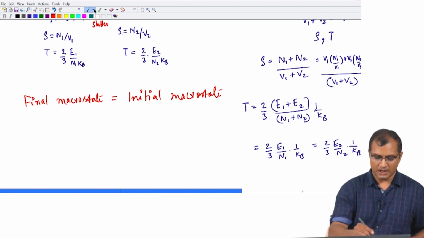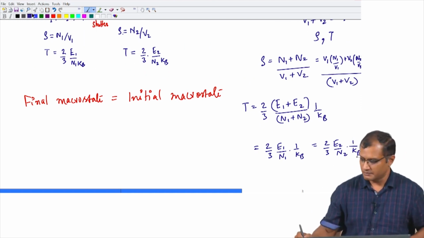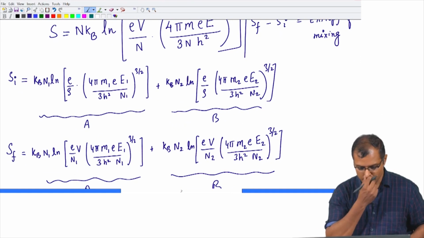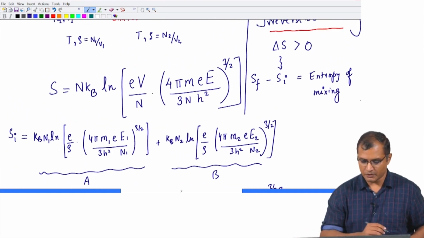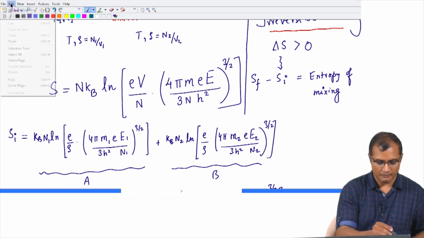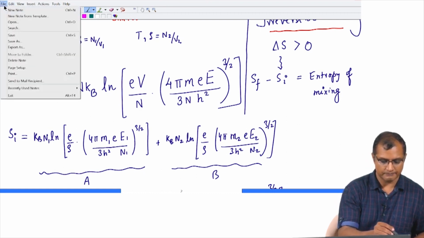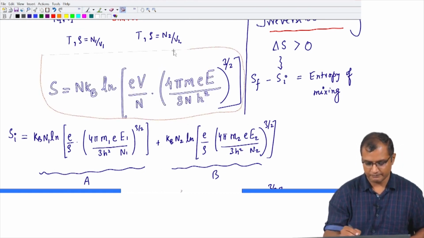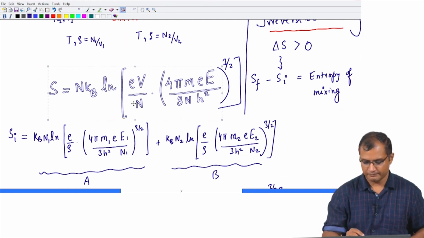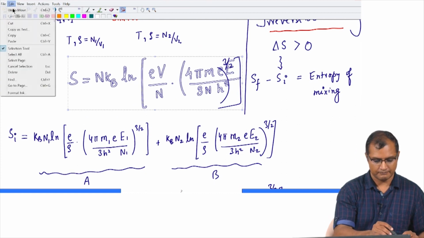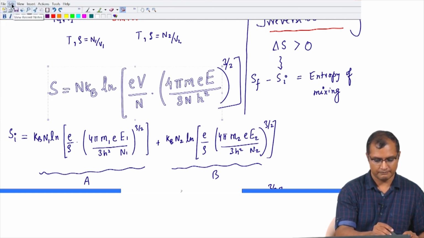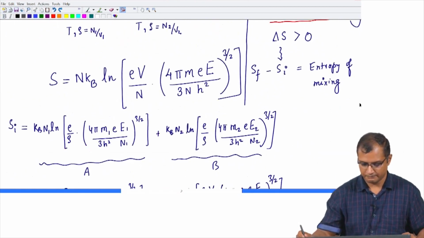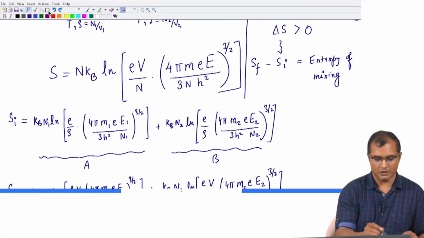So, you can check it from your expression. If you write down your entropy here, let us take this. Okay. So, I just want to copy this expression.